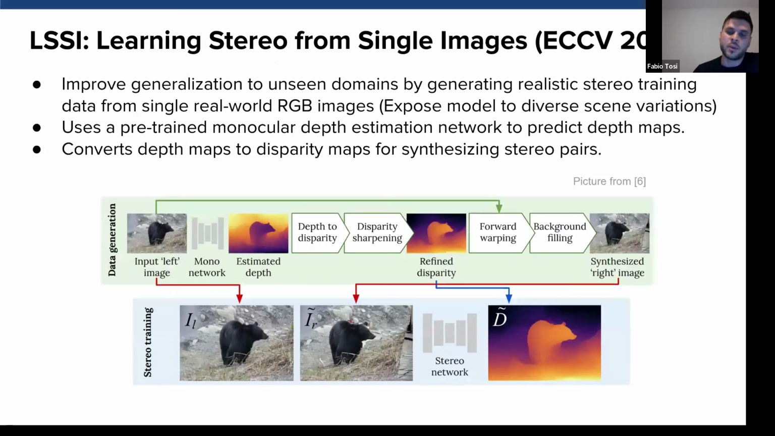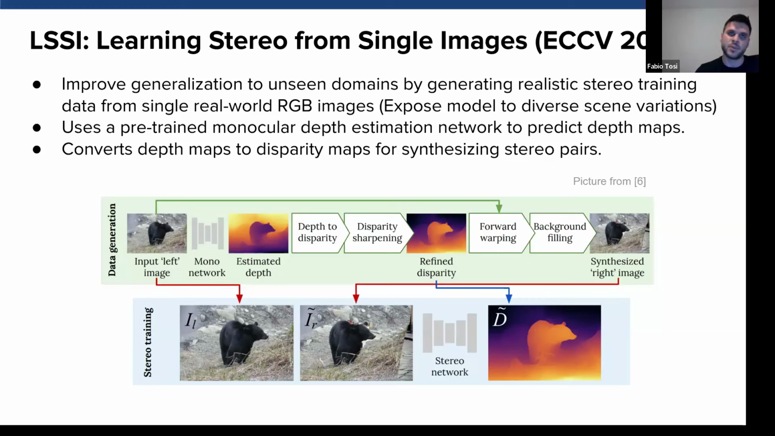So we can start from this work, Learning Stereo from Single Images, proposed at ECCV 2020. Here the idea is to improve the generalization to unseen domains by generating realistic stereo training data from single real-world RGB images. The idea is to start from monocular images, single view images, and then generate right images, but they are just synthesized. They are not real. In this work, the idea is to avoid the use of existing stereo images and also ground truth information.